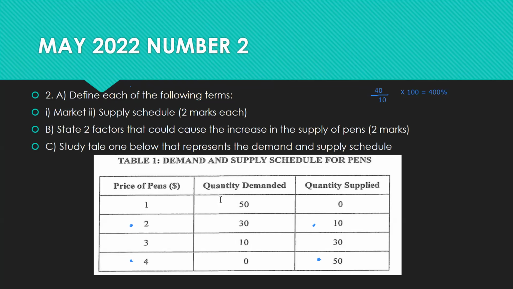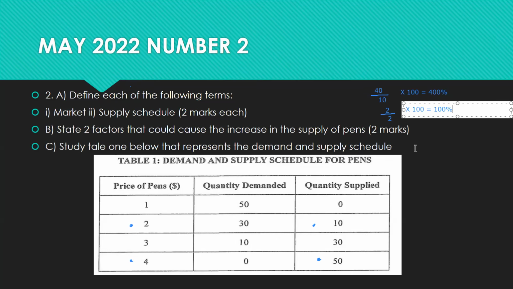Now let's look at the change in price. It went from 2 to 4. It changed by positive 2. The original price is 2. So 2 over 2 is 1, and 1 multiplied by 100 is 100. So that'll be 100%.